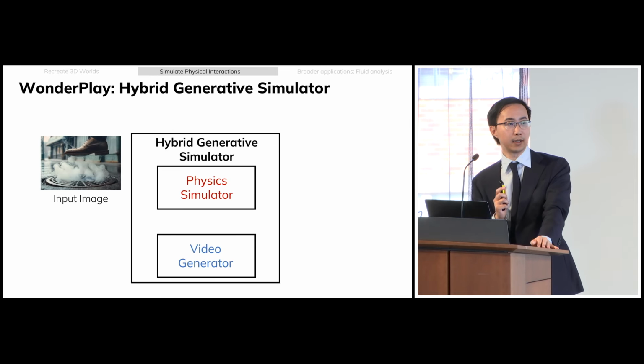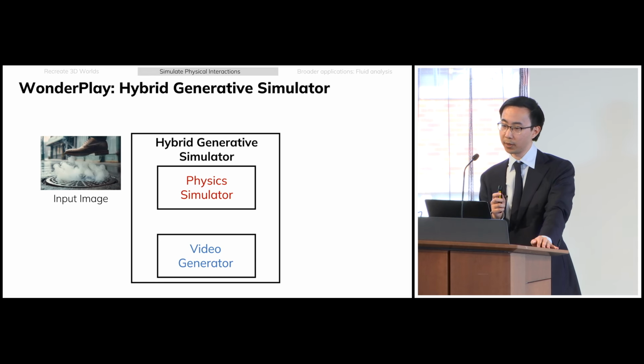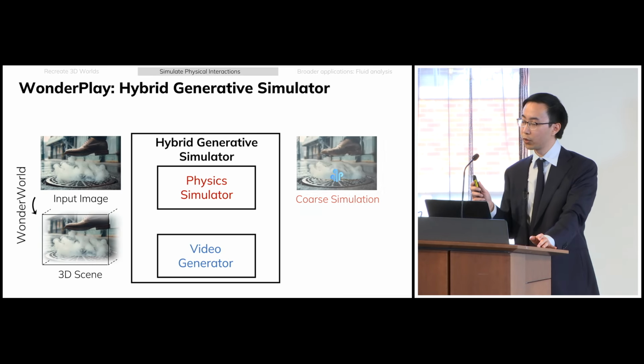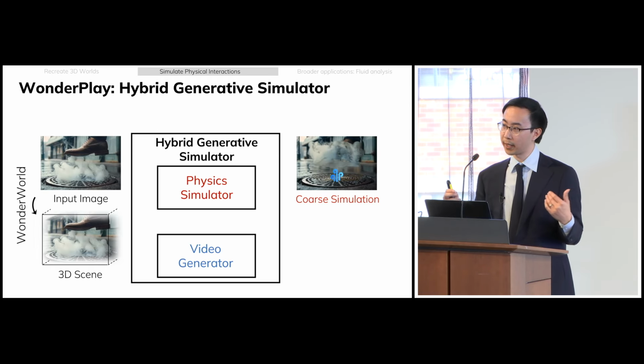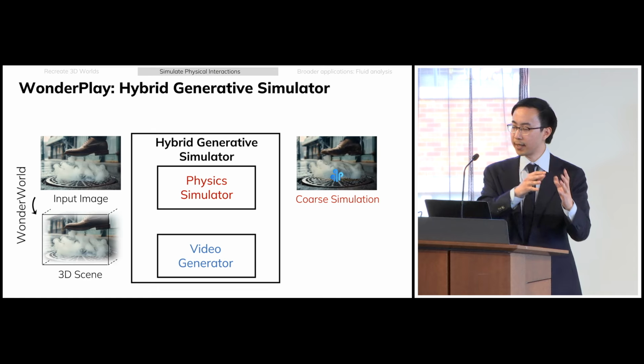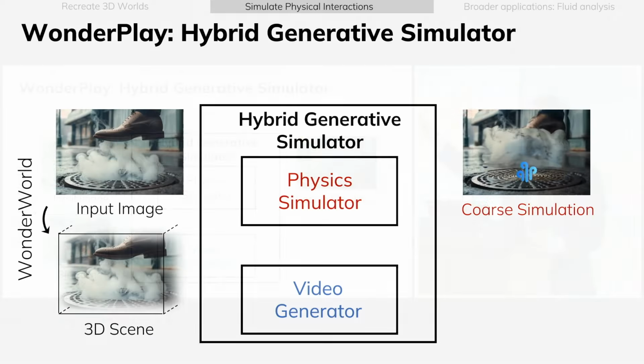So we introduced a technique called hybrid generative simulator in my work, WonderPlay. Now, starting from a single image, we first reconstruct the 3D scene using WonderWorld, and then we estimate material by a vision language model. And then we pass everything to our system. Now, the physics simulator takes the 3D state as input and then runs a coarse simulation with the action. And the action here is gravity on the smoke. So we see that the smoke rises up and hits the shows. Now, as you can see, the result doesn't look realistic because the smoke is too sticky and the motion is too stiff. And that's because we are working with approximate states, so that's expected.